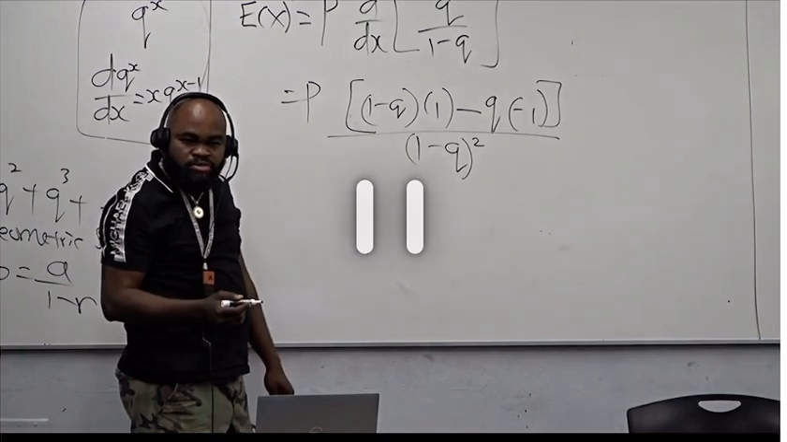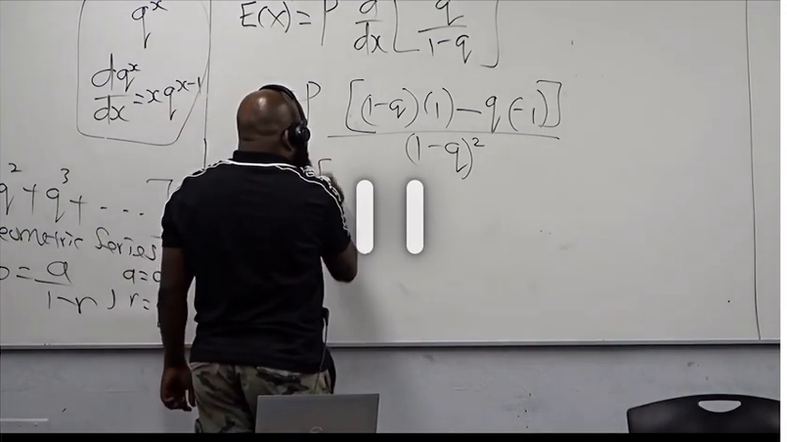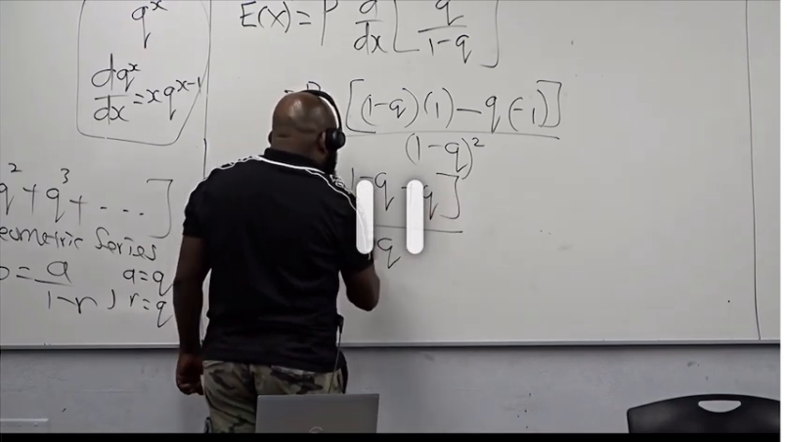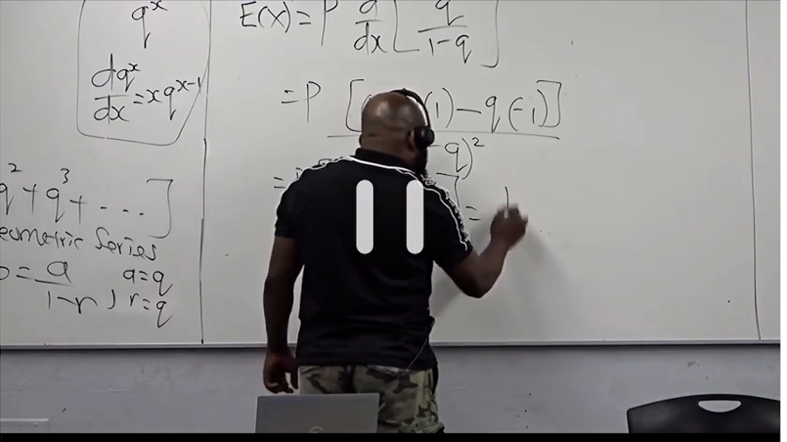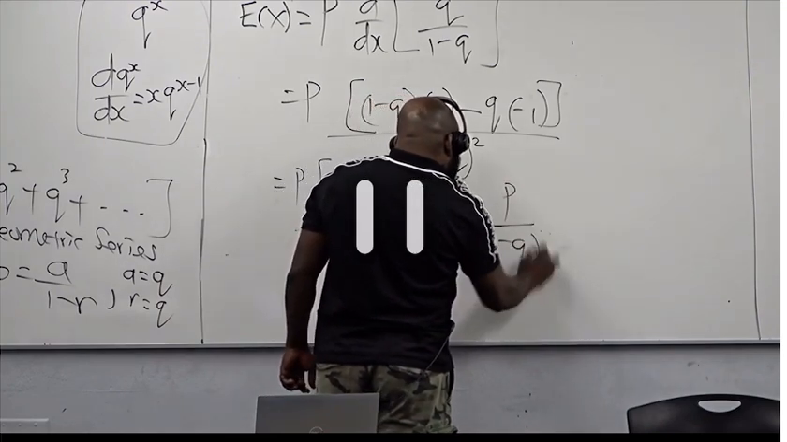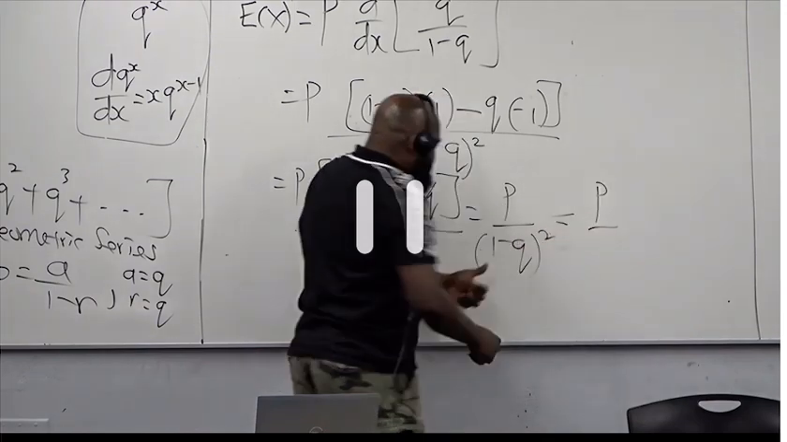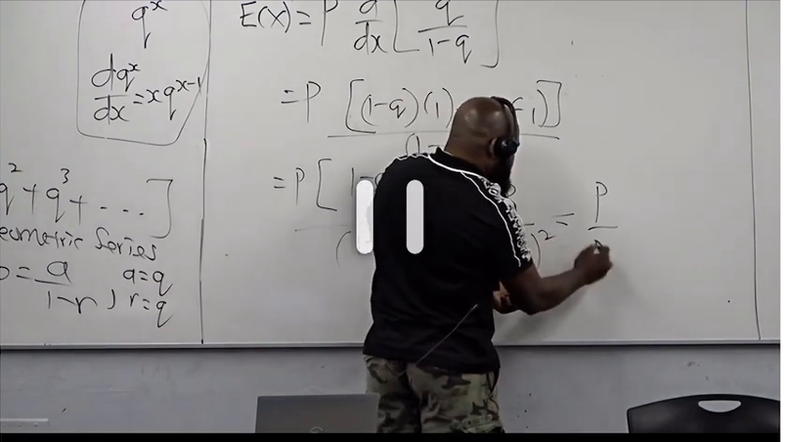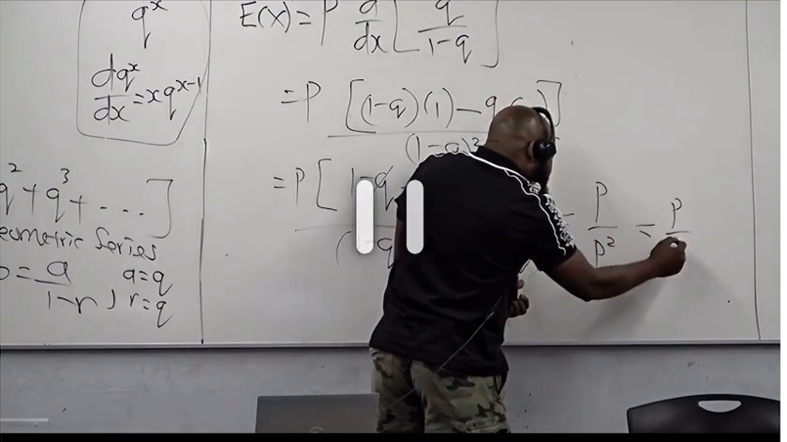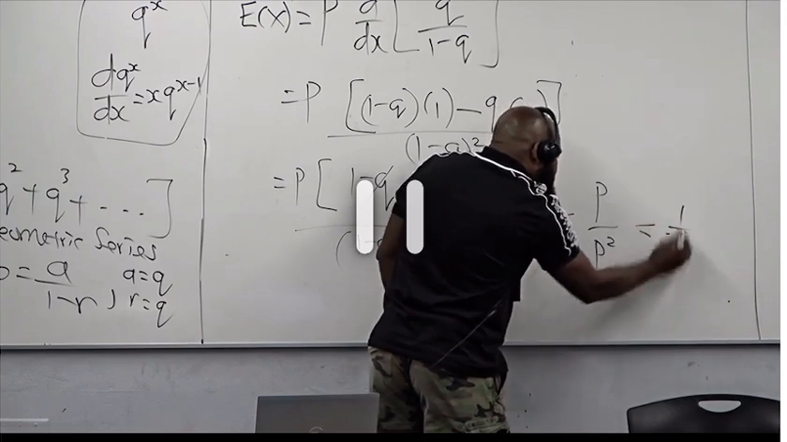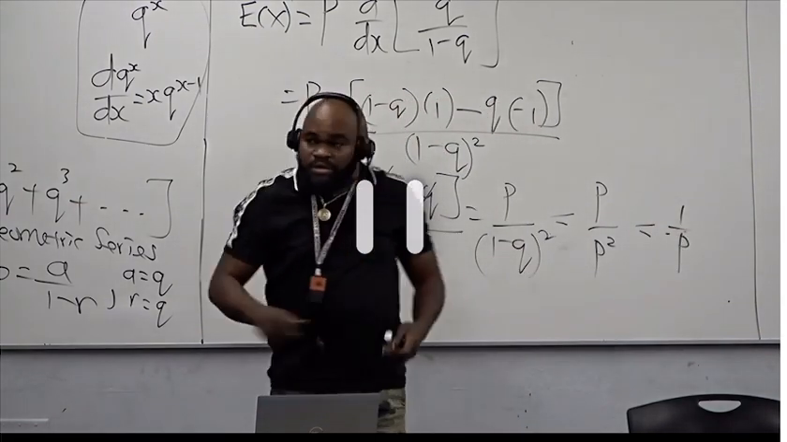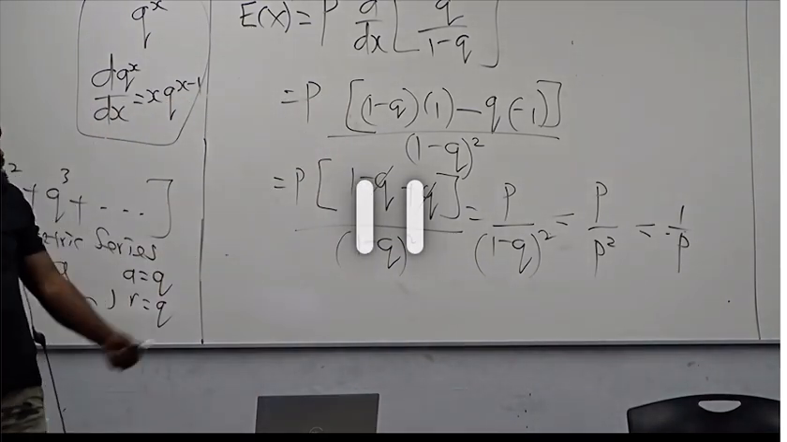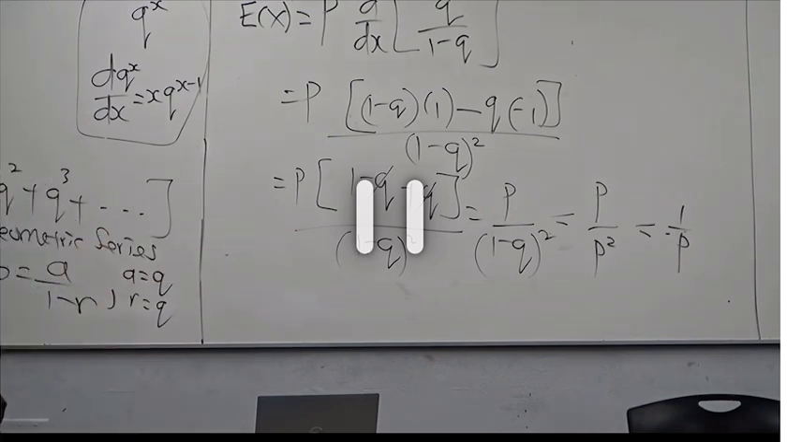You know what we call the quotient rule? That's what I'm using. So here, 1 minus Q plus Q divided by 1 minus Q squared. So this cancels that. I have P over 1 minus Q squared. What is 1 minus Q? It is P. So P divided by P squared, which should be 1 over P. Now, can you see the expected value of S? What was that? 1 over P. So that was how we derive the mean.